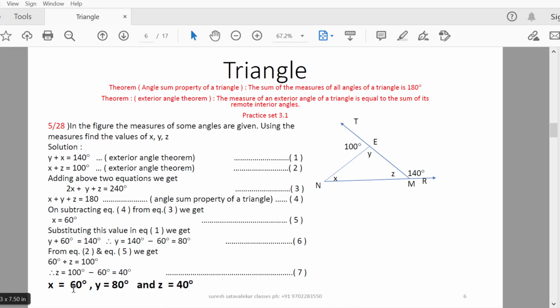So we got x as 60 in result number 5. Y we got as 80 in result number 6. And z we got as 40 in 7. Here we can say that from 5, 6, 7, x is equal to 60 degrees, y is equal to 80 degrees, and z is equal to 40 degrees. This is example number 5 on page number 28.